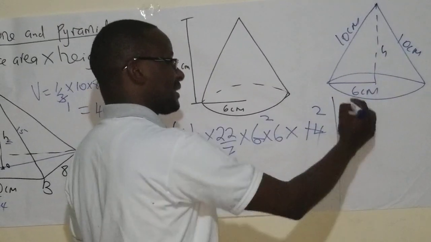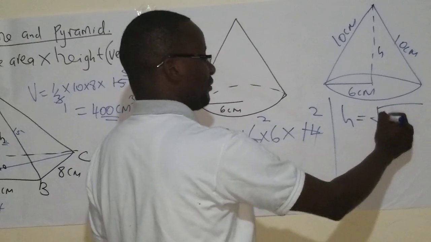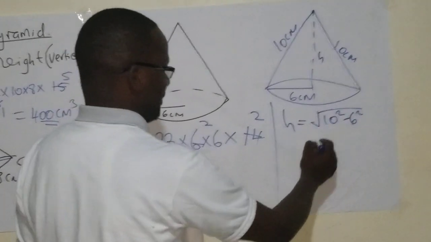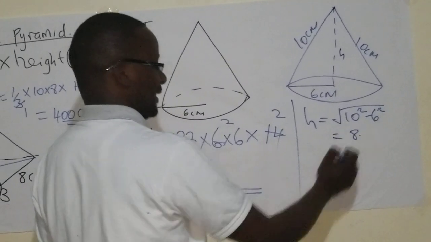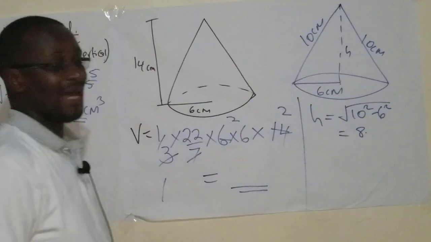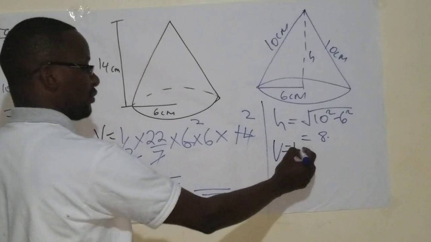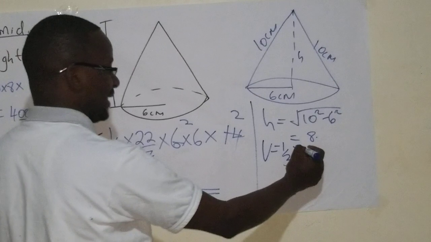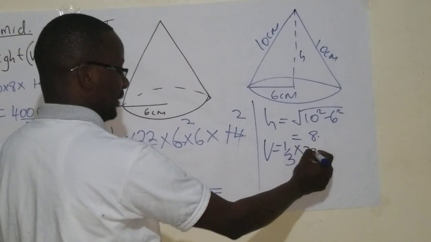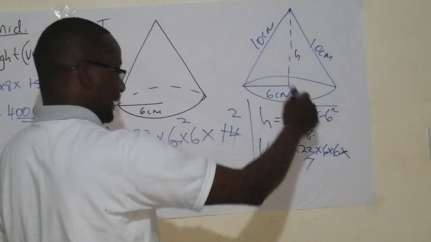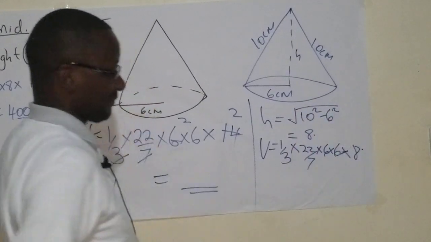So the height in this case would be the square root of 10 squared minus 6 squared. So that would be the square root of 64, which is 8. So 8 will be the height here. So now you go ahead and apply volume is equals to a third times base area, which is 22/7 times 6 times 6 times the height. In this case, it is 8.